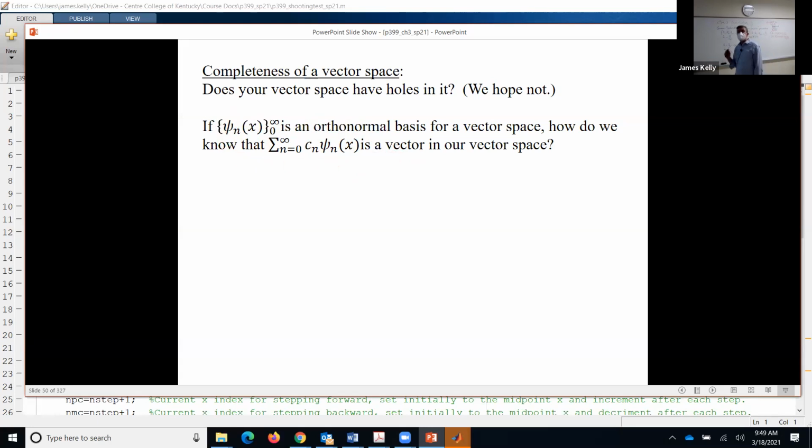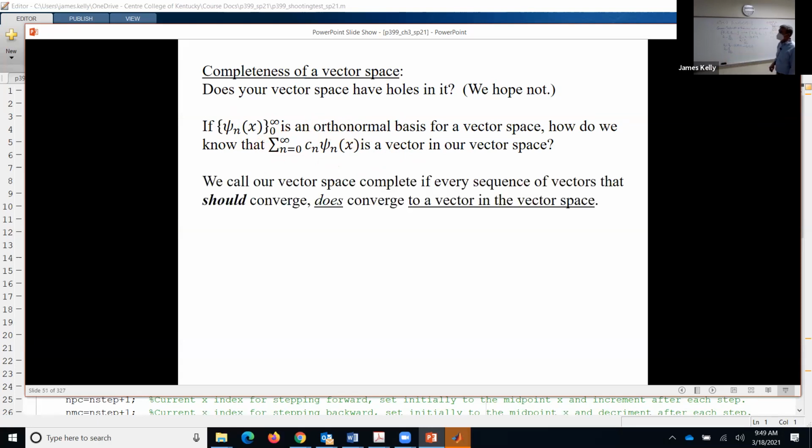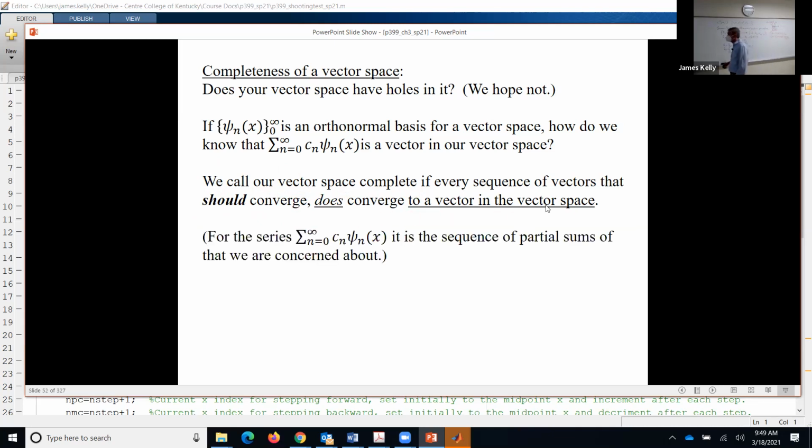then this ought to converge to something. But I want to make sure that my vector space is such that, maybe when I form something like this, it's not technically an element of my vector space. Okay, so we want to think about sequences of vectors that seem like they're getting closer and closer to something. If they seem like they're getting closer and closer to something, we need to develop this concept. They should converge, but the question is, do they converge to a vector in the vector space?